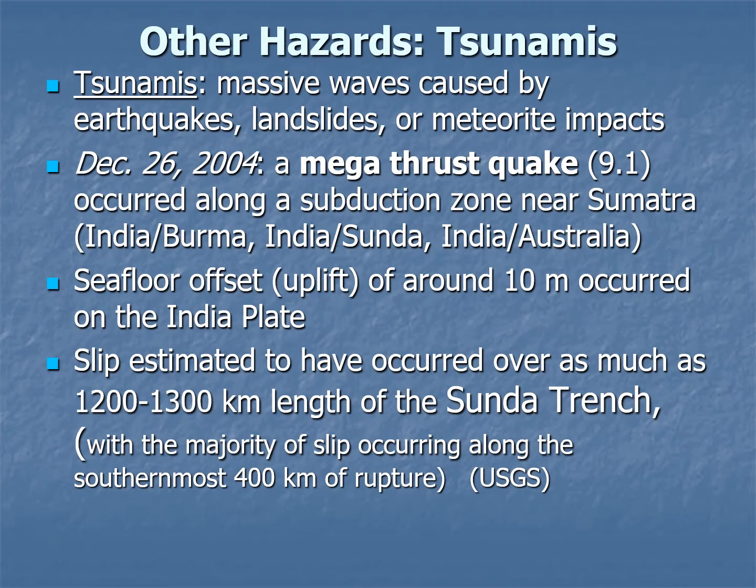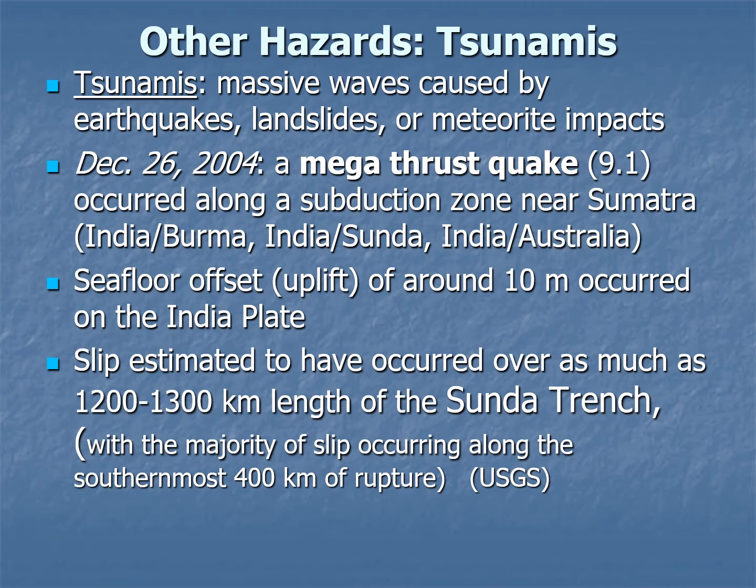Okay, and then of course tsunamis. Tsunamis are considered an additional hazard other than the ground shaking. So what is a tsunami? Well, it's a massive wave, much bigger than your typical wind-driven waves. And generally, they're caused by earthquakes offshore. Landslides can cause them. Large volcanic eruptions at your island nations can cause them, or meteorite impacts.